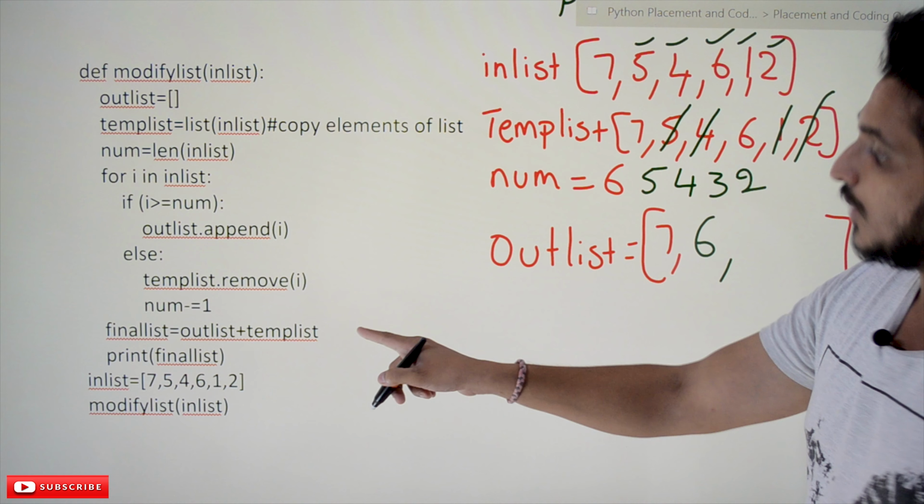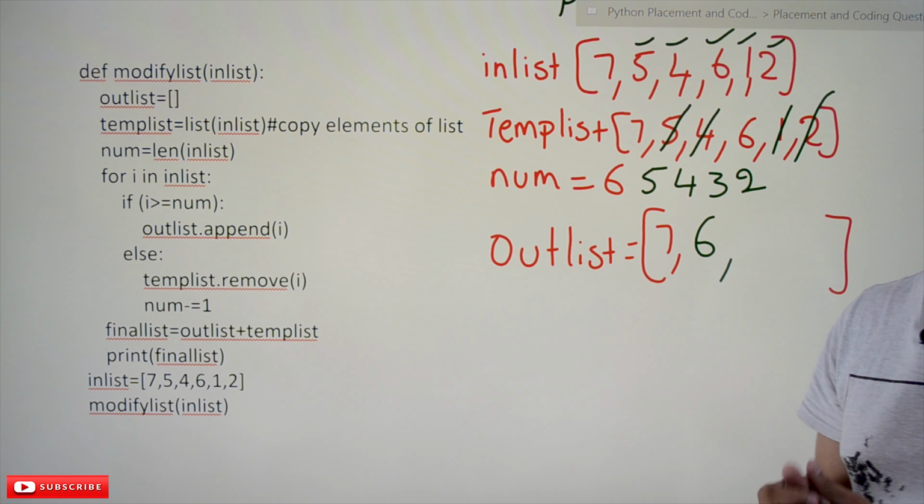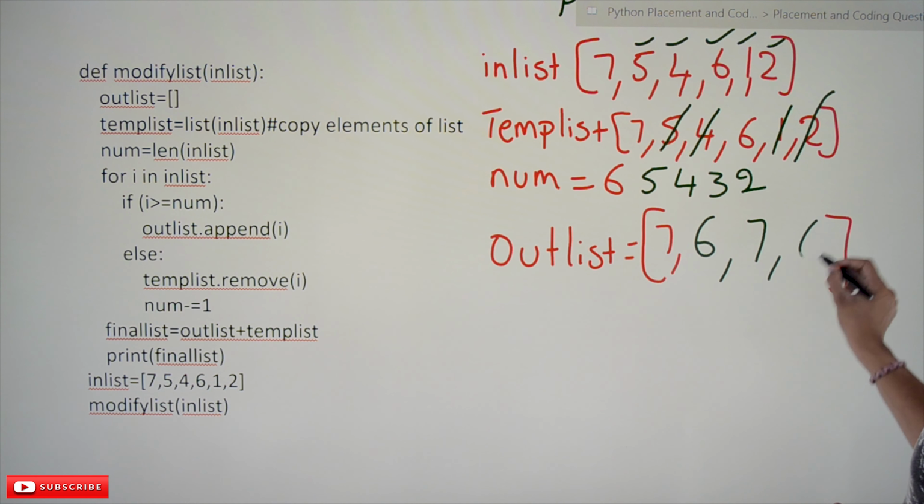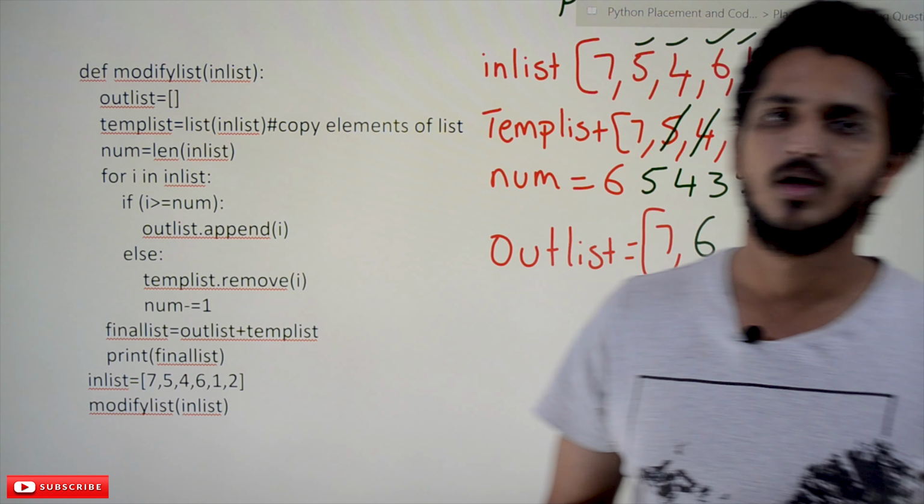After coming out of the loop, what they are going to do, final list is equal to out list plus temp list. They are concatenating the two lists. So what happens, the out list will be 7 comma 6. So this is the output, 7 6 7 6 is the output of the program.